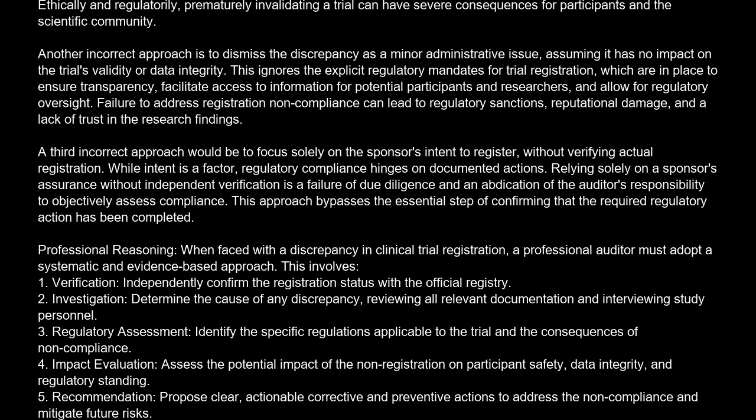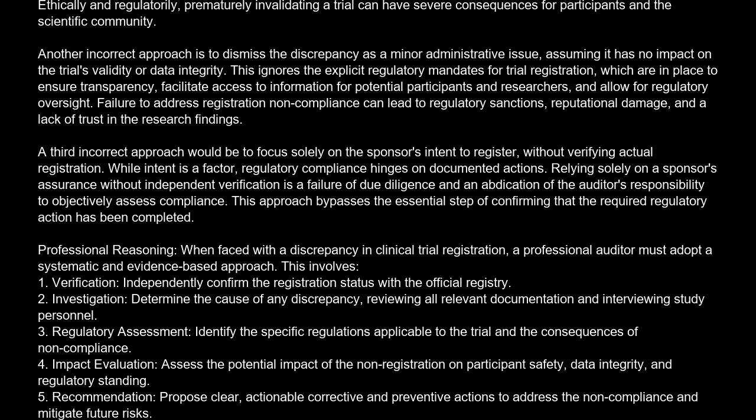Failure to address registration noncompliance can lead to regulatory sanctions, reputational damage, and a lack of trust in the research findings. A third incorrect approach would be to focus solely on the sponsor's intent to register without verifying actual registration. While intent is a factor, regulatory compliance hinges on documented actions. Relying solely on a sponsor's assurance without independent verification is a failure of due diligence and an abdication of the auditor's responsibility to objectively assess compliance. This approach bypasses the essential step of confirming that the required regulatory action has been completed.